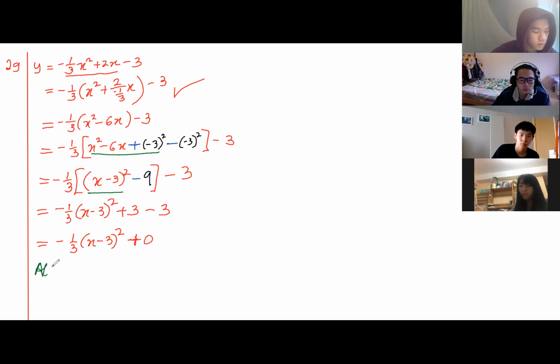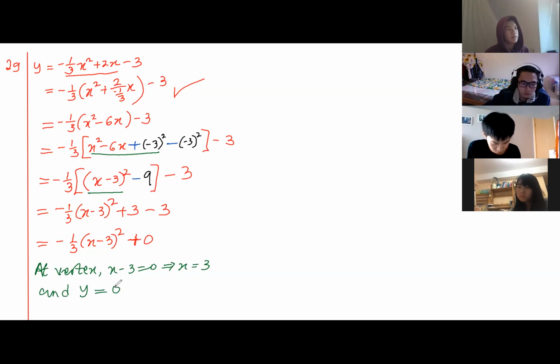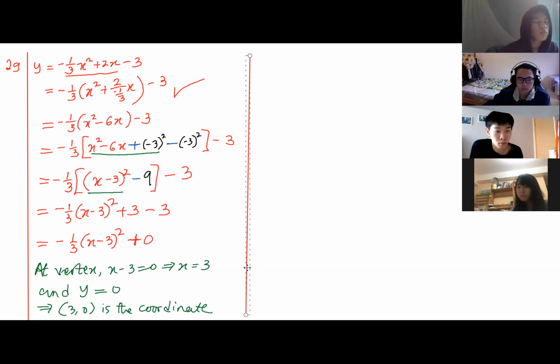So at the vertex, x minus 3 is equal to 0, which means x is equal to 3. And at the same vertex, y is equal to 0. Okay, so the first question was state the coordinate of the vertex. So now we can state it. It means 3, 0 is the coordinate. The coordinate in question is 3, 0. Everybody get that? Okay.